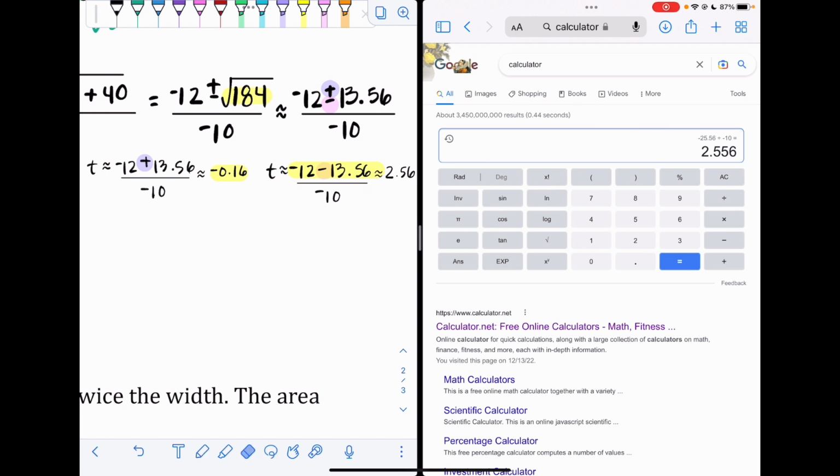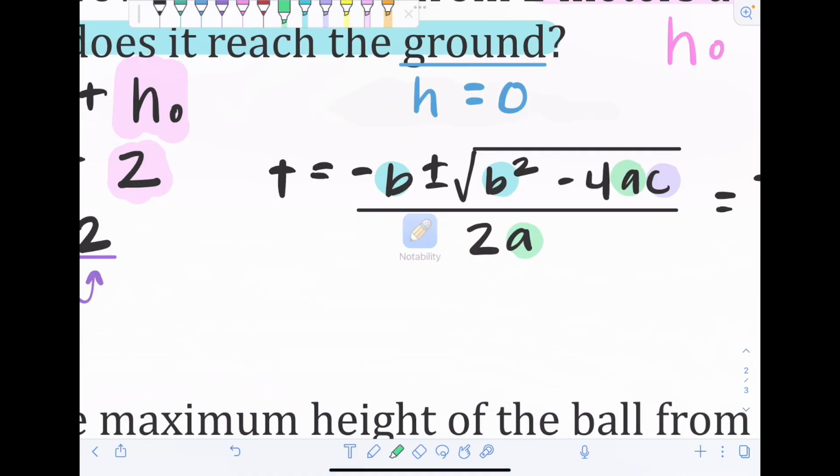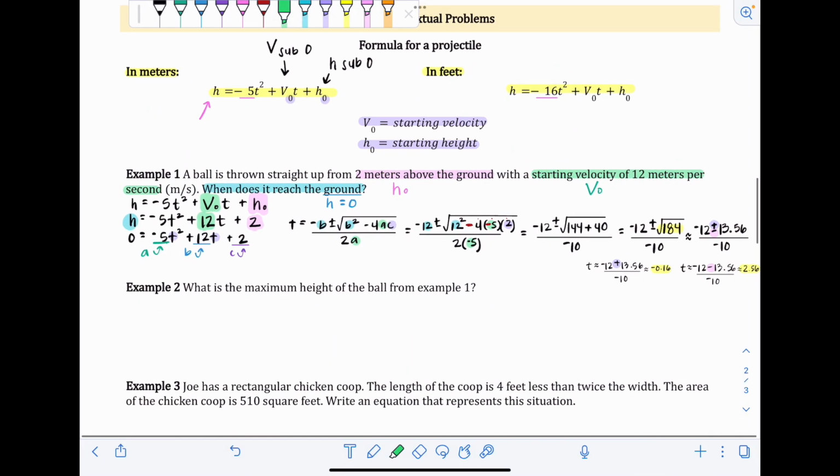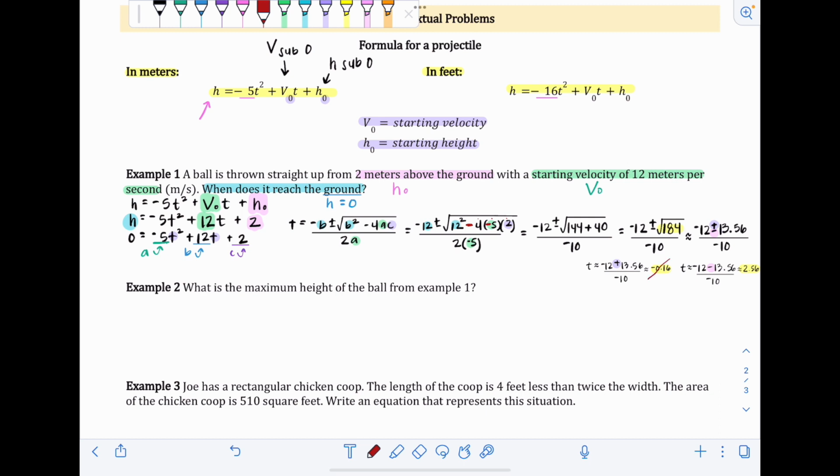And now, of course, we have 2 answers, and we have to figure out which one makes more sense in the context of this problem. The question was asking how long it takes for the ball to reach the ground. So since we're solving for t, or time, it doesn't make sense to have a negative time. So that negative 0.16, we didn't do anything wrong to get that. It's just called an extraneous solution, meaning it's not valid for this problem. And the solution that we use is the 2.56.